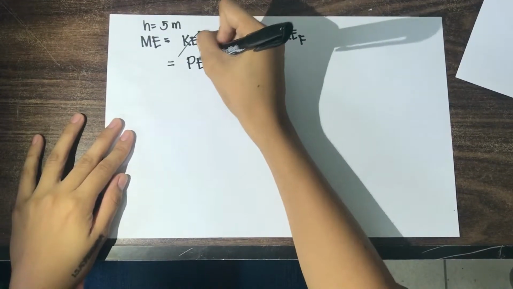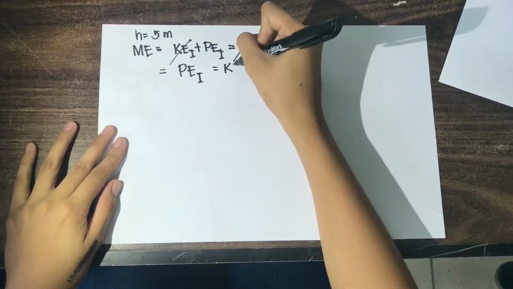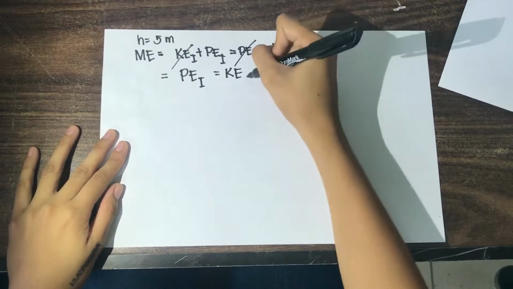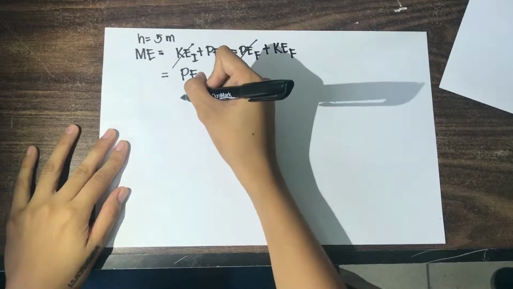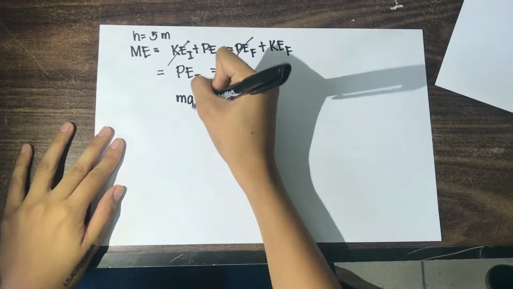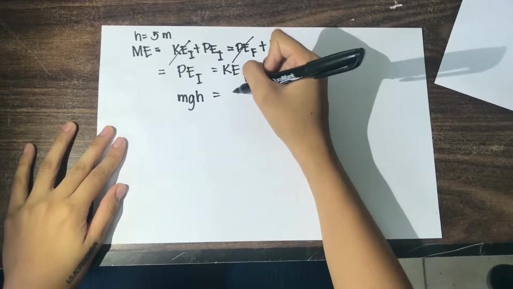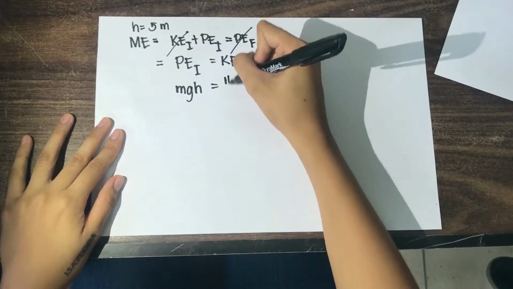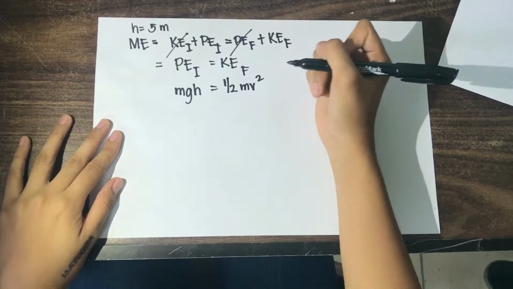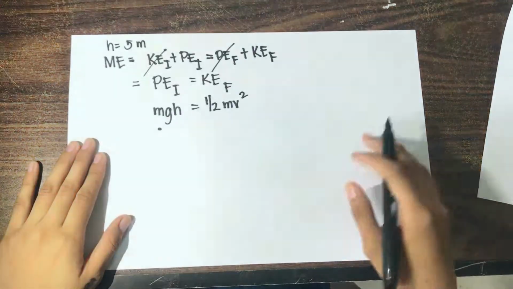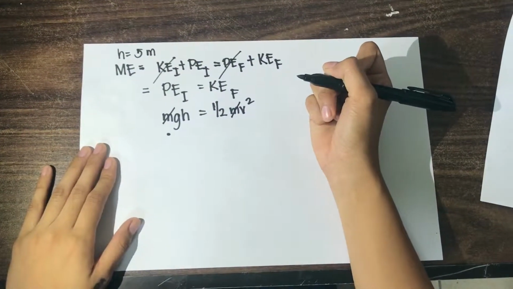Potential energy initial equals kinetic energy final. Potential energy initial is equal to mass times gravity times height, while kinetic energy final is equal to 1/2 mass times velocity squared. Cancel mass on both sides. Next, transpose 1/2 to the other side.